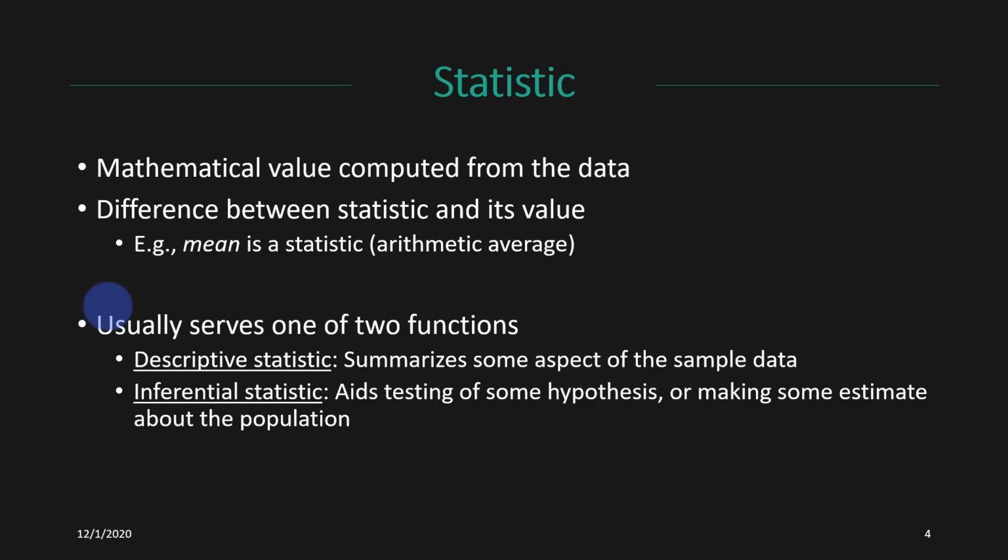Now, there's a kind of continuum here when we get into inferential statistics. Inferential statistics aid the testing of a hypothesis in some way, where we're trying to make some estimate about the population. So inferential statistics usually have some kind of uncertainty value attached to them. So for instance, we might say that the mean in our sample was 10, but there's a 95% confidence interval with a margin of error of 5. So the lower bound of that confidence interval is 5, the upper bound is 15, and it's centered around our mean in the sample, which was 10.